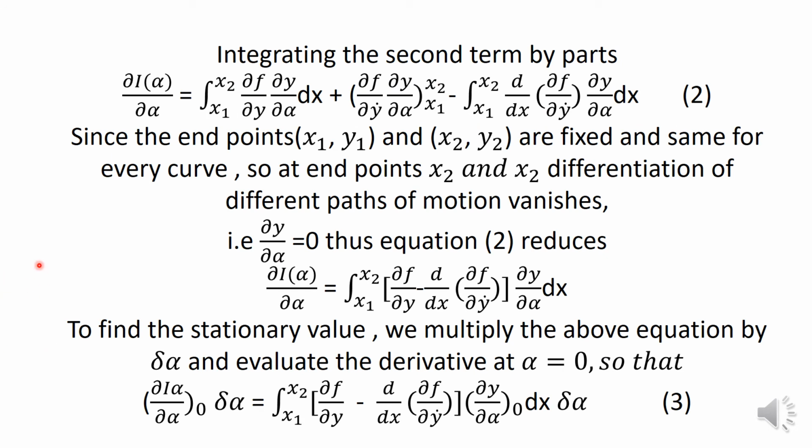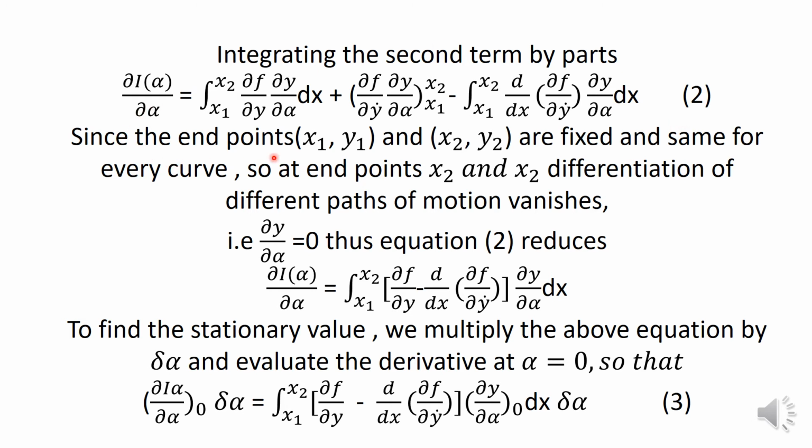Now integrating the second term by parts, we find ∂I/∂α is equal to the integral from x1 to x2 of ∂f/∂y ∂y/∂α dx plus ∂f/∂ẏ into ∂y/∂α, limits x1 to x2, minus the integral from x1 to x2 of d/dx of ∂f/∂ẏ into ∂y/∂α into dx. This is equation number 2.